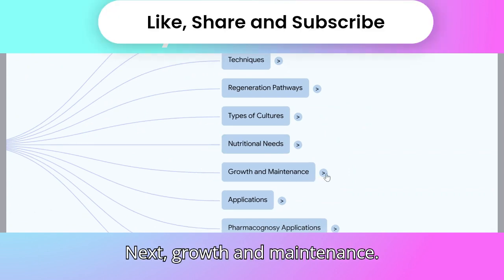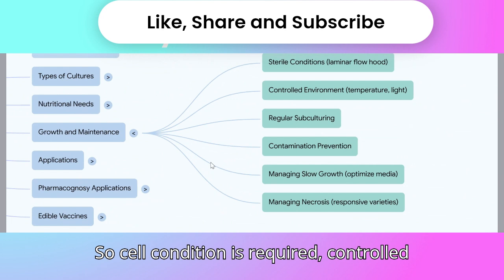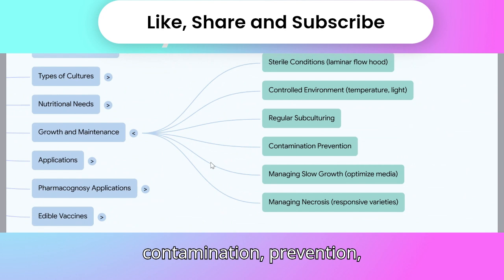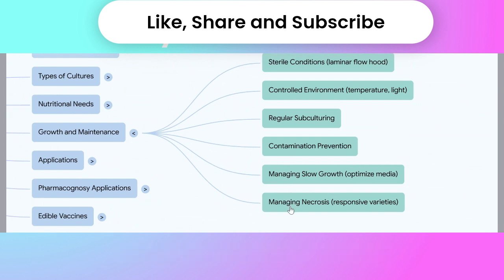Next, growth and maintenance. So cell conditions are required: controlled environment, regular subculturing, contamination prevention, managing slow growth, managing necrosis.